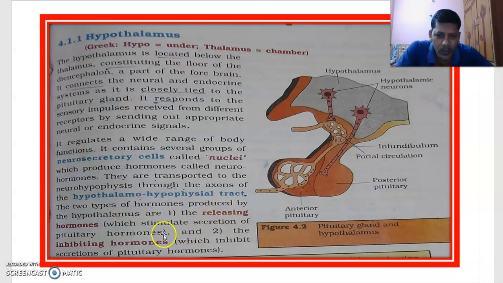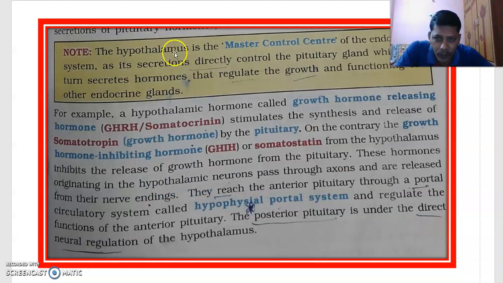What do releasing hormones do? They stimulate the secretion of pituitary hormones. They are telling the pituitary gland to produce some hormones. What do inhibiting hormones do? They inhibit the secretion of the pituitary. They are telling the pituitary gland, hey, stop producing that hormone, and they are giving directions to the pituitary gland.